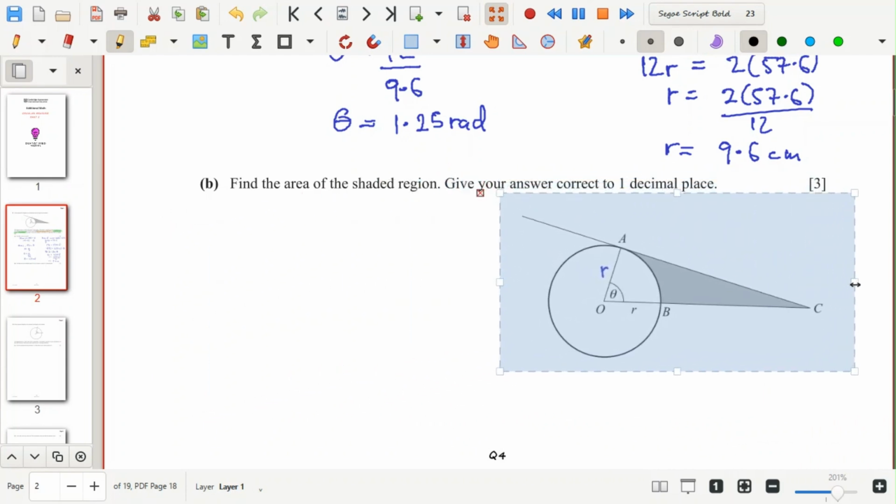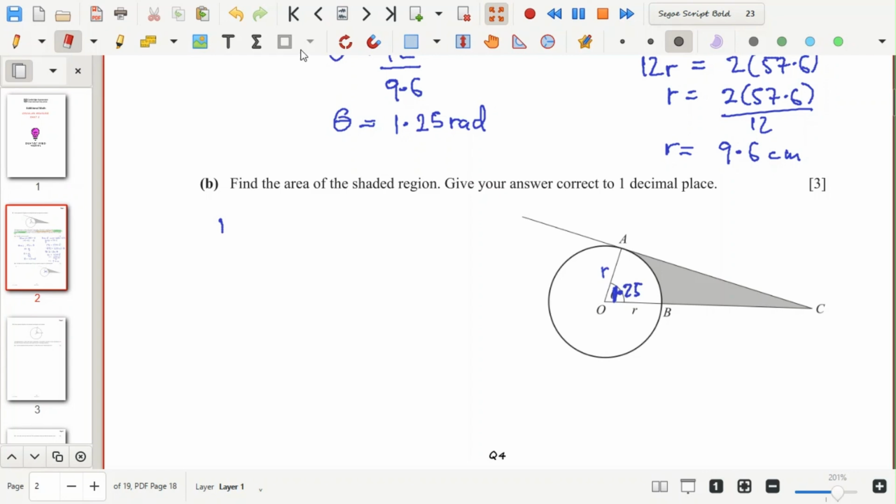Okay, very good. So now that we have our diagram here, it becomes easier for us. So we can find the area of this triangle, this right angle triangle. The angle here is 1.25. The radius, we can find the radius at this point. So the radius is 9.6. So basically you have a right angle triangle like this.